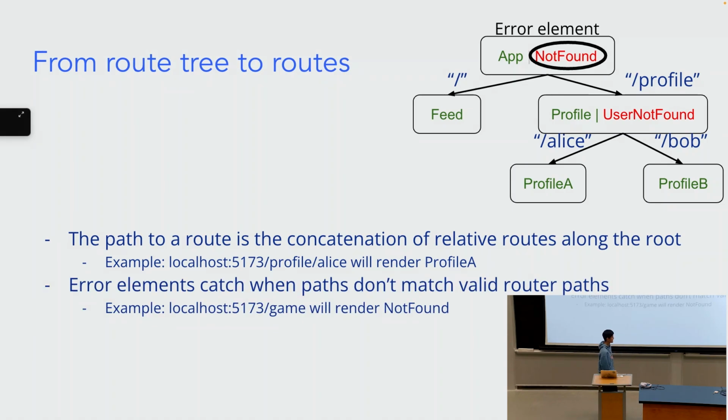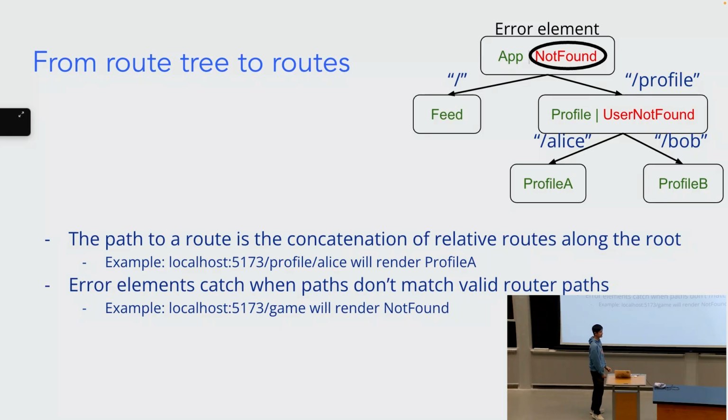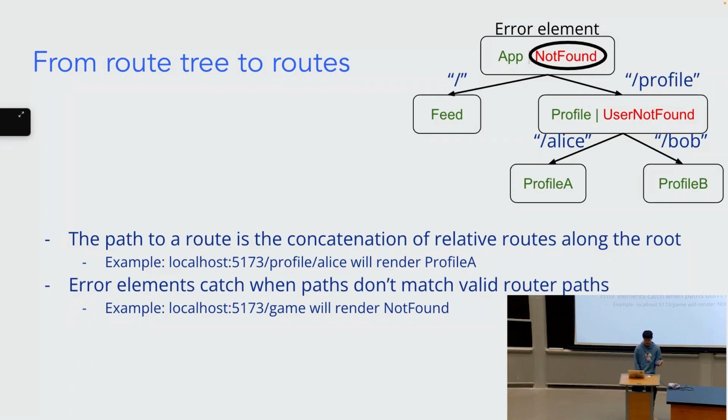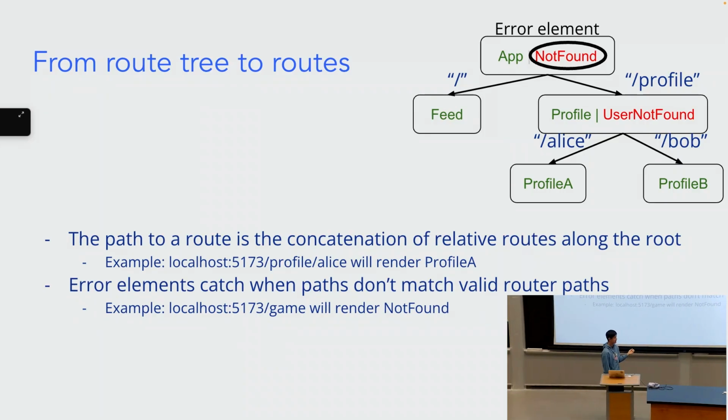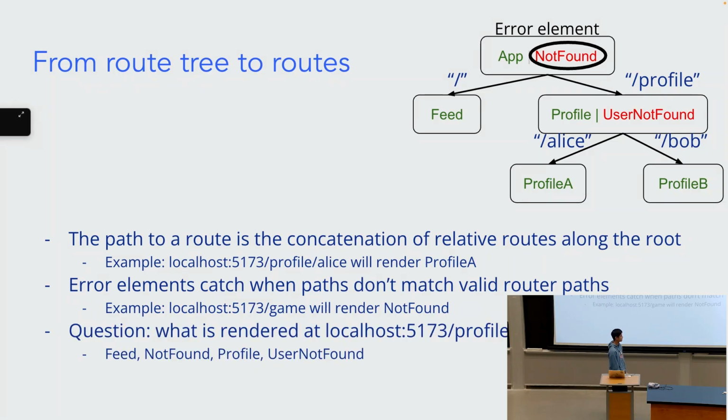Okay. And then we didn't talk about error elements yet, but error elements essentially catch when the paths don't match valid router paths. So here, as an example, localhost 5173/game. We'll be building a game in a later workshop, but so far we don't have one yet. So right now, if we try to navigate here, it'll just render the not found element, because starting from the root, it doesn't see anything that's /game.